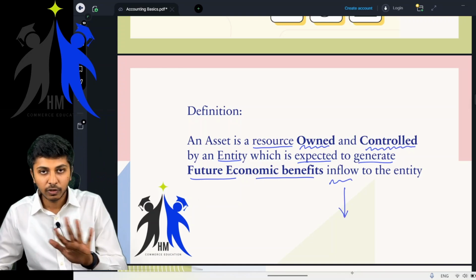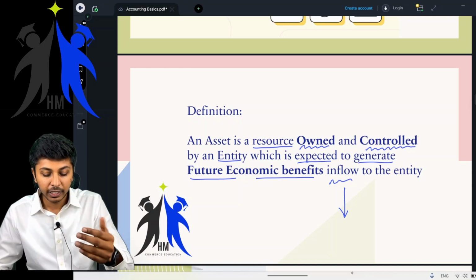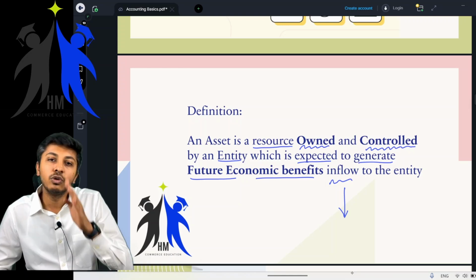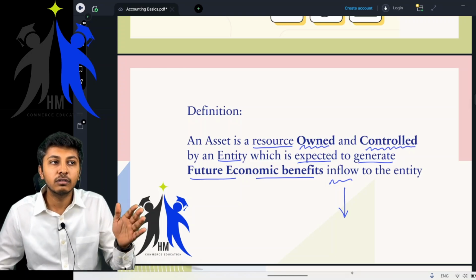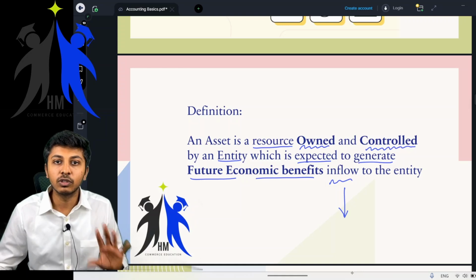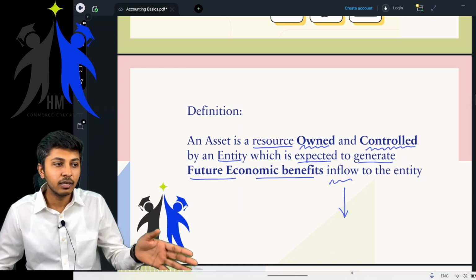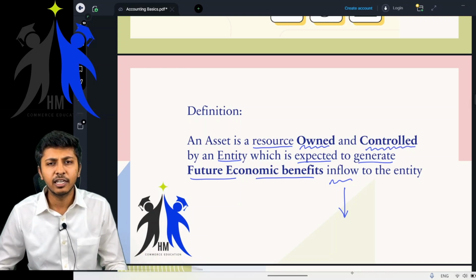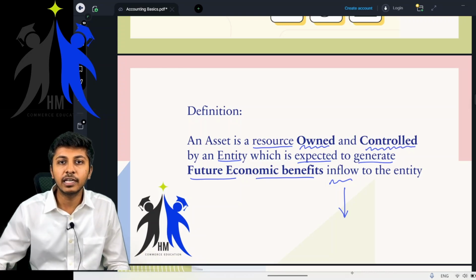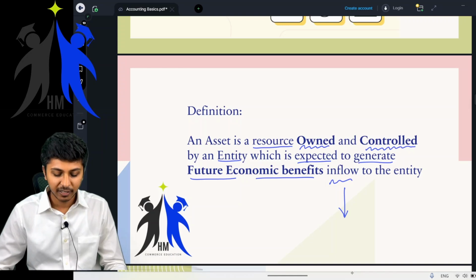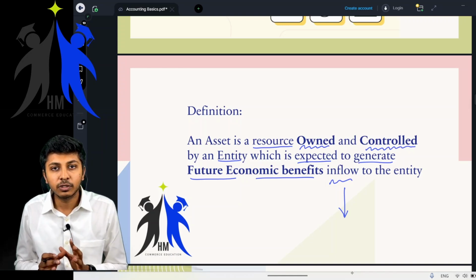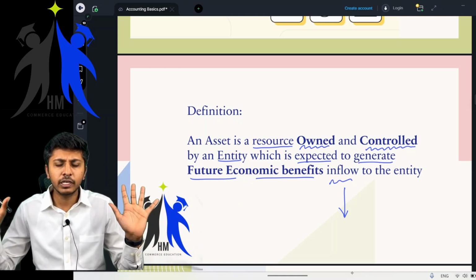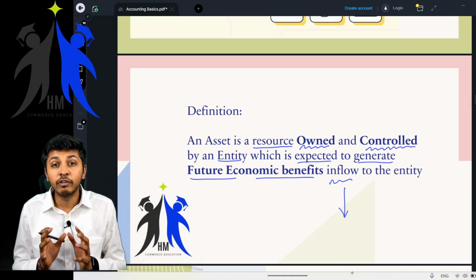If you didn't understand anything, I will repeat it and explain it so that you get this meaning right. And after you get it, you can go and boast in front of even a chartered accountant who doesn't know this. You can go to a BCom or MCom guy and ask him what an asset is, and let's see if he knows. So an asset is a resource. Now, resource means property of any kind. Then owned and controlled, very important.